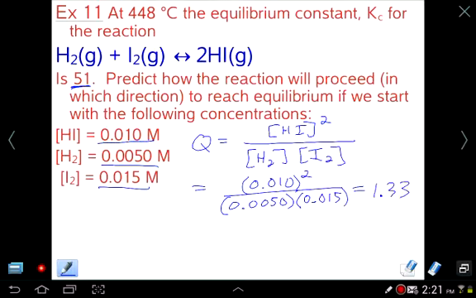Now if we compare that against K, we see that Q is smaller than K. Since Q is smaller than K, in order to get to K, Q must increase. So Q is too low. In order to increase it, we'll have to increase the numerator and decrease the denominator, which means we'll form more product. So the answer is it will shift toward products.